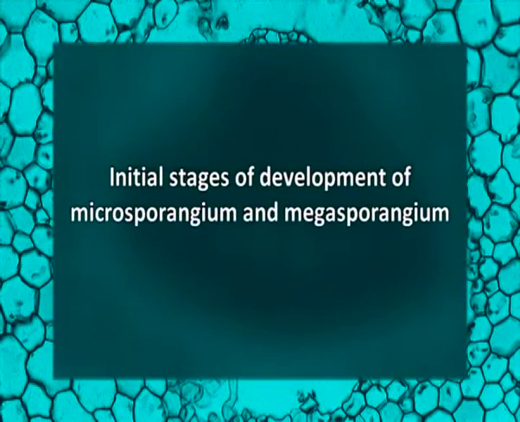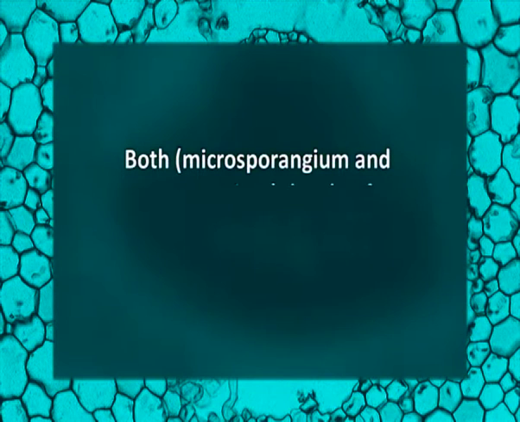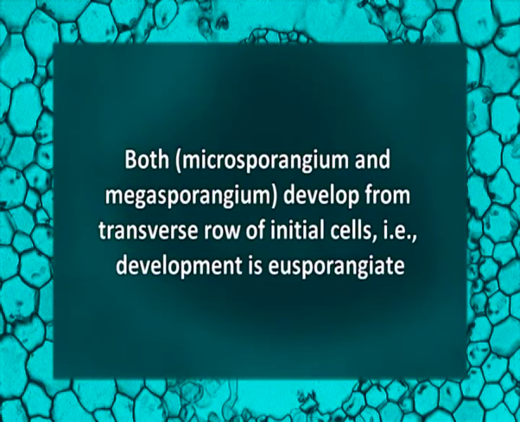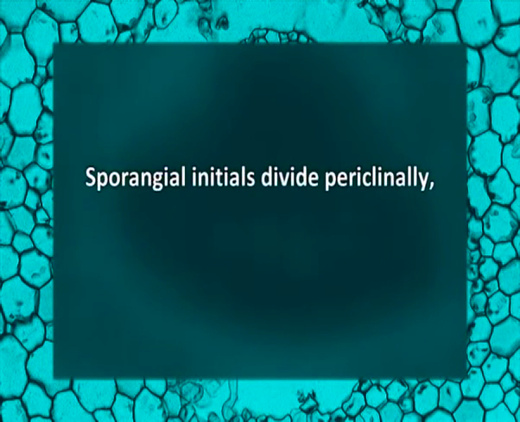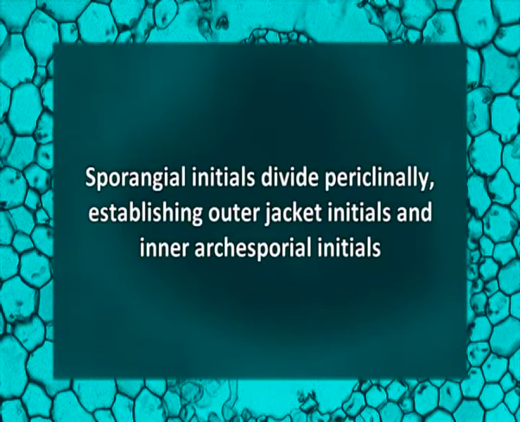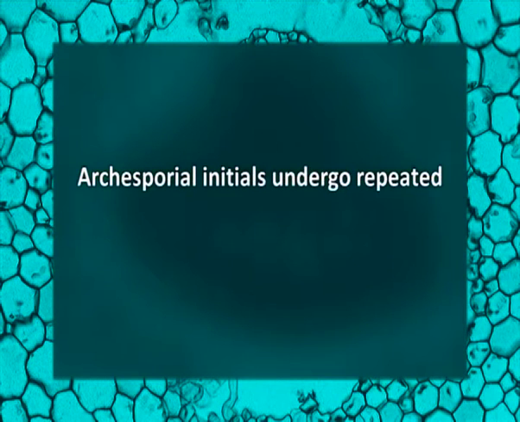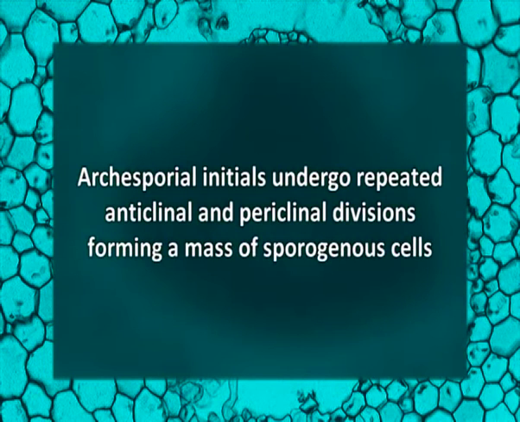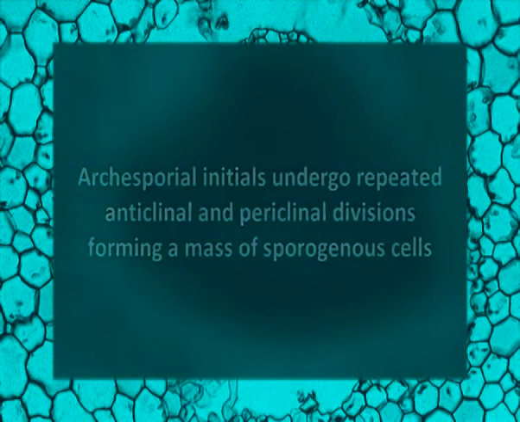The initial stages of development of micro and megasporangium are similar. Both develop from the transverse row of initial cells, that is, development is of eusporangiate type. The sporangial initials divide spirally, establishing outer jacket initials and inner archesporial initials. The archesporial initials undergo repeated anticlinal and periclinal divisions, forming a mass of sporogenous cells.